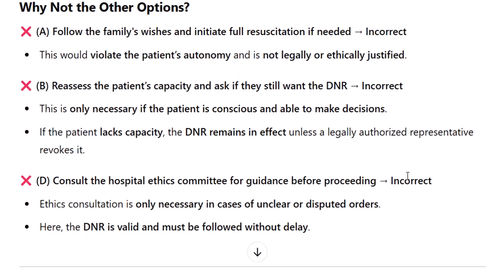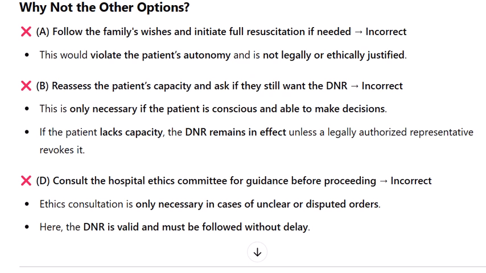Why not the other options? A. Follow the family's wishes and initiate full resuscitation if needed. Incorrect. This would violate the patient's autonomy and is not legally or ethically justified. B. Reassess the patient's capacity and ask if they still want the DNR. Incorrect. This is only necessary if the patient is conscious and able to make decisions. If the patient lacks capacity, the DNR remains in effect unless a legally authorized representative revokes it.